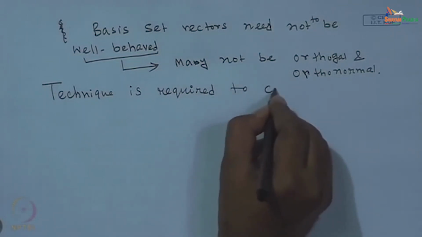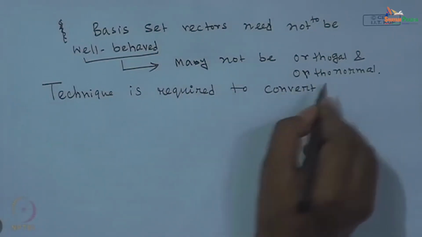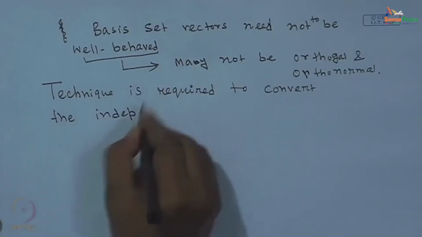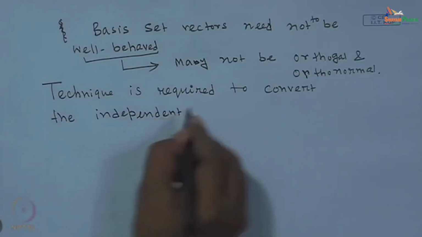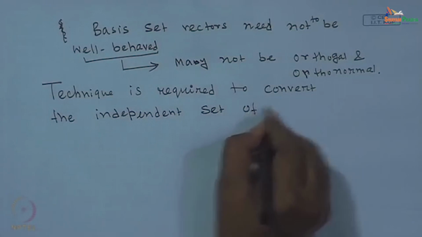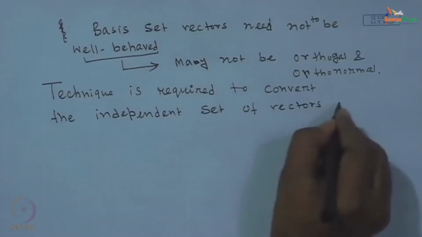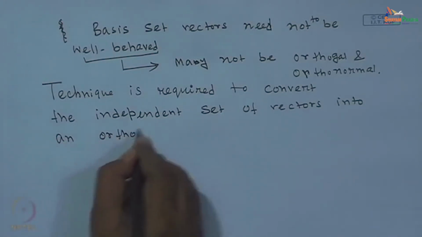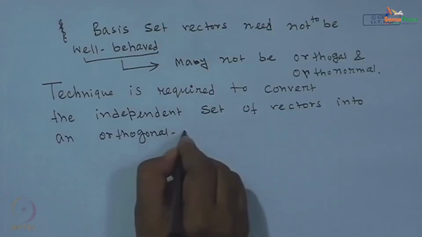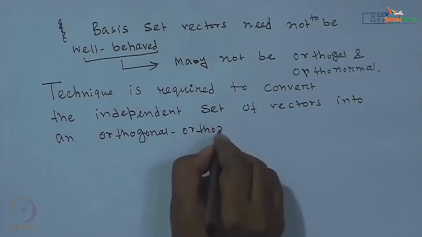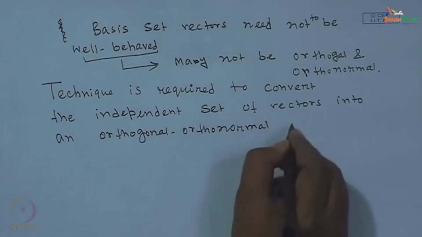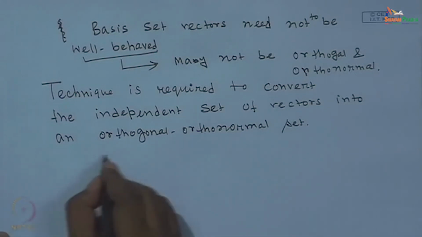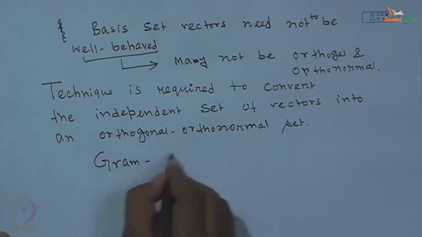to convert the independent set of vectors into an orthogonal, orthonormal set. This particular technique is known as Gram-Schmidt orthogonalization.